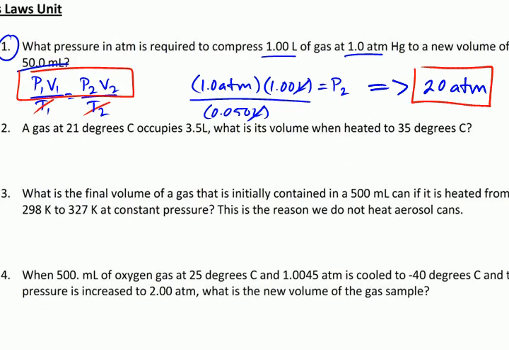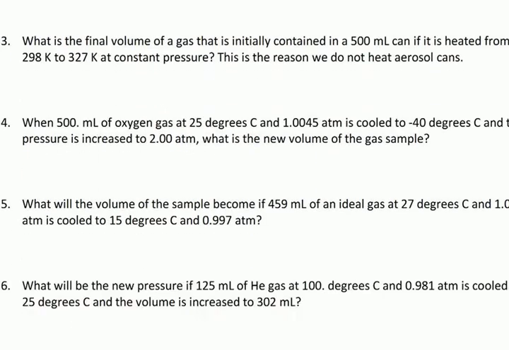All right, let's try another one. Let's do number 3 here. What is the final volume of a gas that is initially contained in a 500 milliliter can if it is heated from 298 degrees Kelvin to 327 degrees Kelvin at constant pressure? Okay, so we have a can of gas, like an aerosol can, and we want to know what volume it will expand to if we heat it.